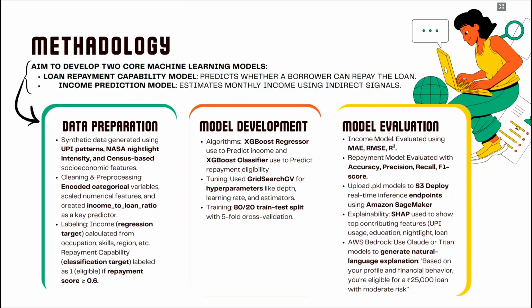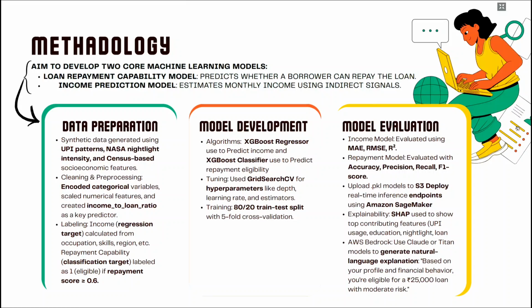And we followed a structured machine learning pipeline. Basically, data preparation, model development, and model evaluation are the important phases which we follow for building a model. In data preparation, we use synthetic data generated from UPI patterns, NASA nightlight intensity, and census-based features. Income was labeled by the regression model, and repayment eligibility was set using a threshold score.